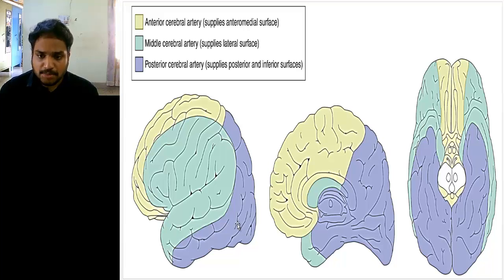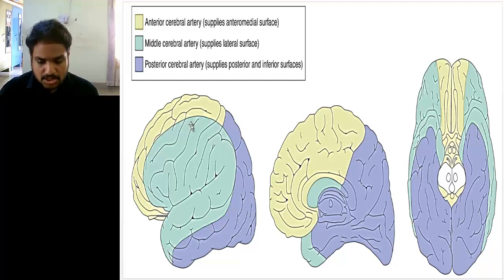So there are some regions in the brain called the watershed areas. And what are these areas? These receive dual blood supply from the branching ends of two large arteries. That means from the posterior cerebral artery and the middle cerebral artery. So these areas receive dual blood supply from the ends of the arteries, right?